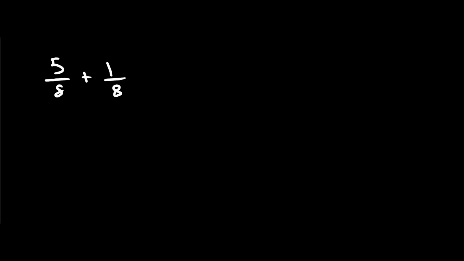When that happens, we keep it the same and add the numerators. 5 plus 1 equals 6, so we get 6 by 8. And if it's possible to simplify, we should simplify it. 6 by 8 can be written as 3 by 4.